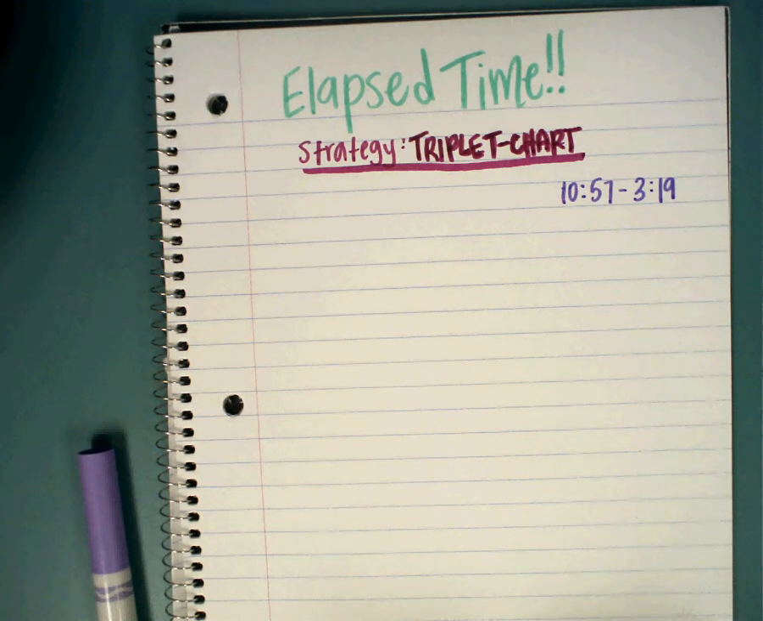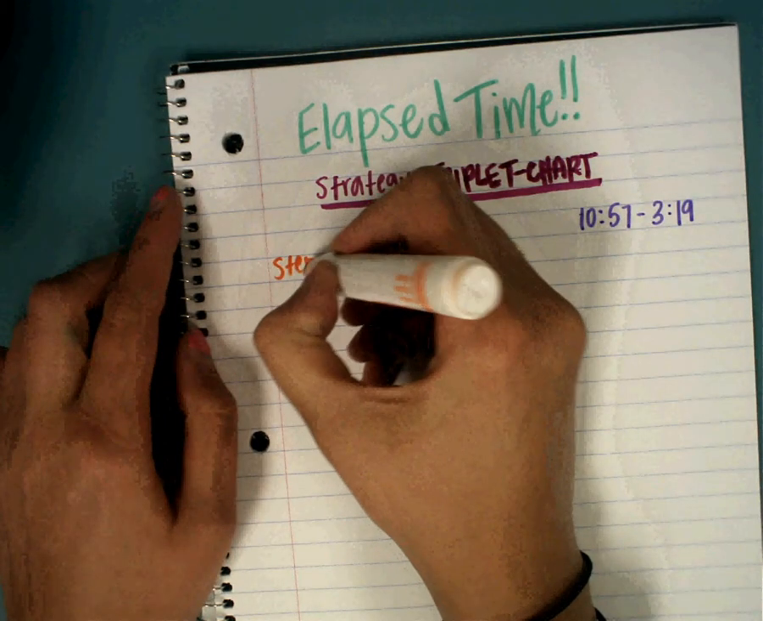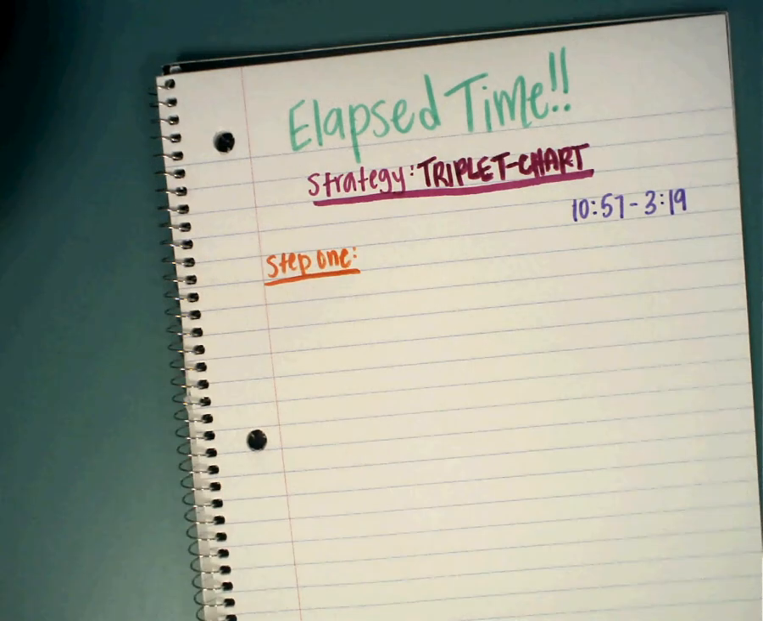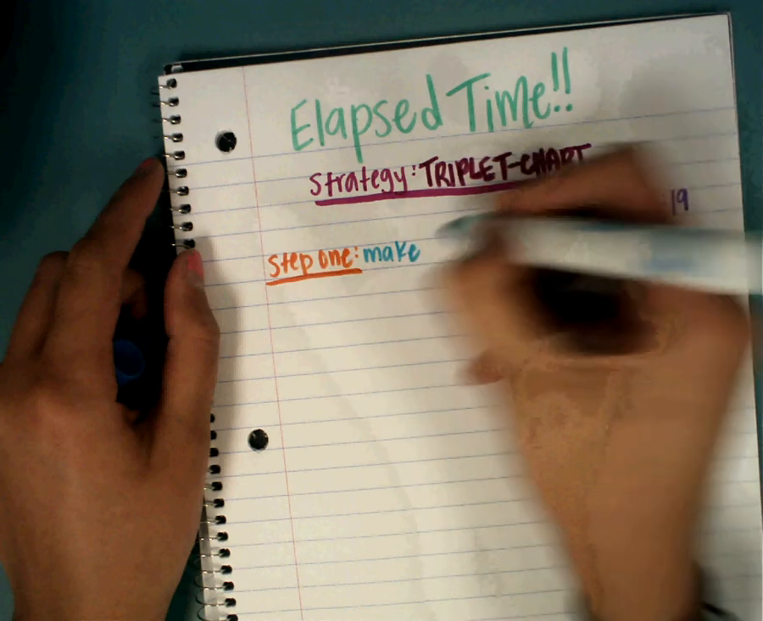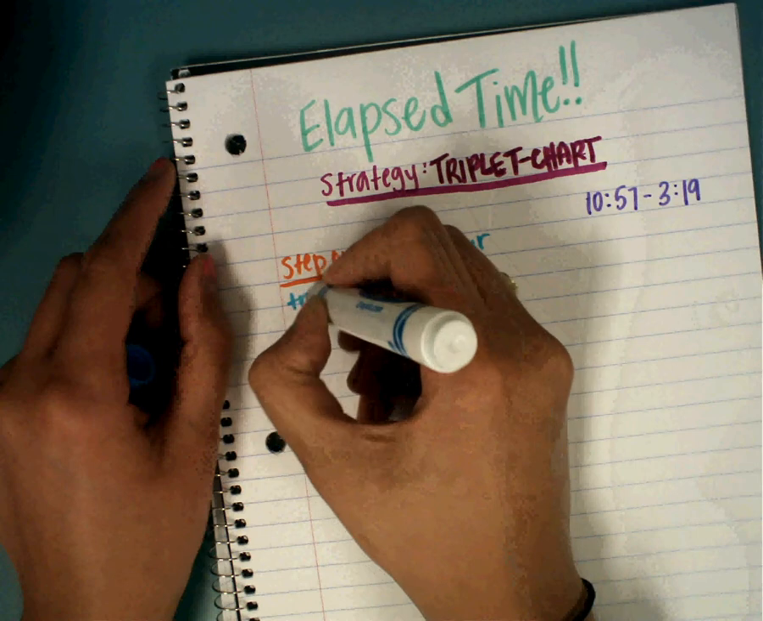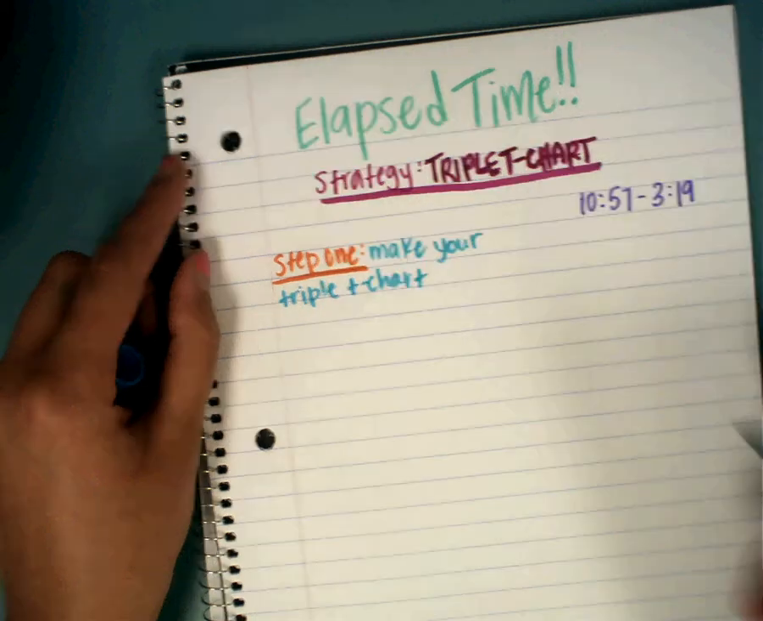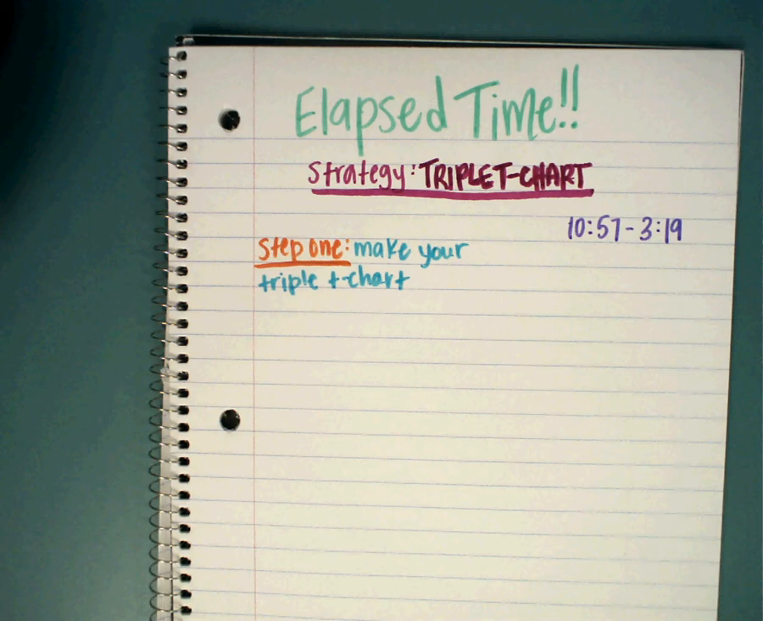Step one becomes to make your triple T chart. And guys, keep these steps handy whenever you're working problems out. This is what your math journal is for, right? So let's go ahead and do that over here. Let's make our triple T chart. So 1, 2, 3 lines, and then we make our T across.